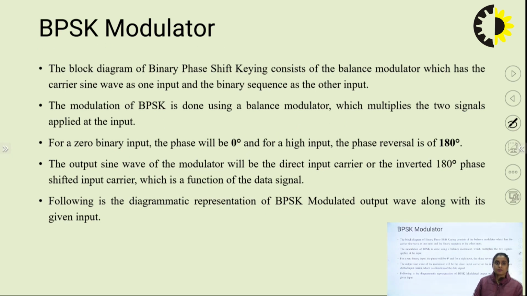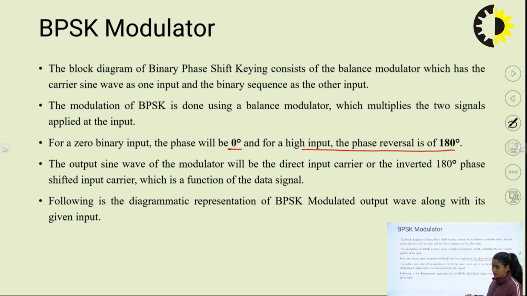The block diagram of BPSK consists of a balanced modulator, which has the carrier signal as one input and the binary sequence as the other input. The modulation of BPSK is done using a balanced modulator which multiplies these two inputs. For a 0 binary input, the phase will be 0 degree, and for a high input, the phase reversal is of 180 degree.